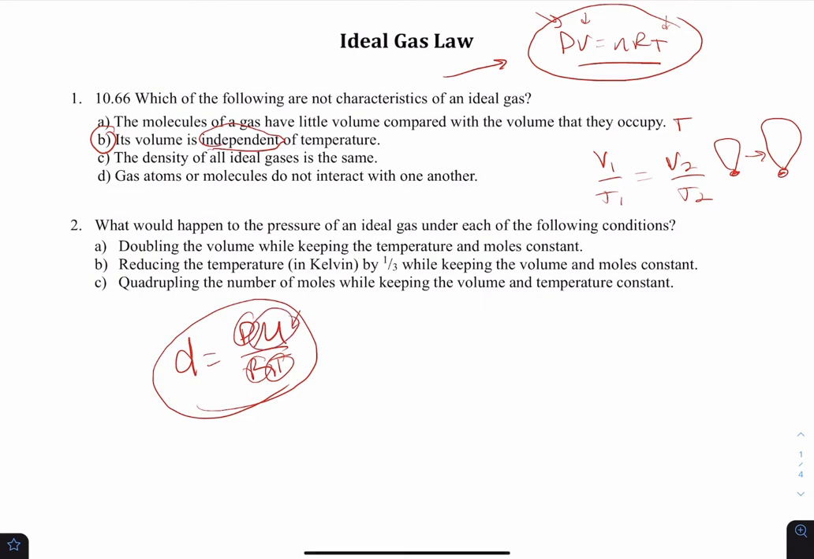unless they're really close, like maybe CO2 and some other compound that has the same molar mass. Anyway, as long as it has the same molar mass, it'll have the same density. But that does not mean that all ideal gases have the same density. In fact, most of them will not because most gases have different molar masses. So that is not an assumption in the ideal gas law. And then part D says gas atoms or molecules do not interact with one another. And that is true. That is one of the main assumptions of the ideal gas law.